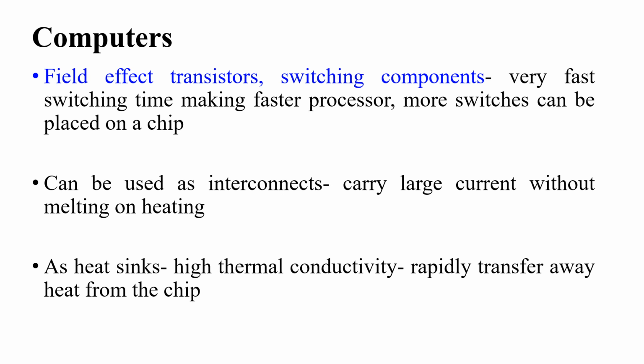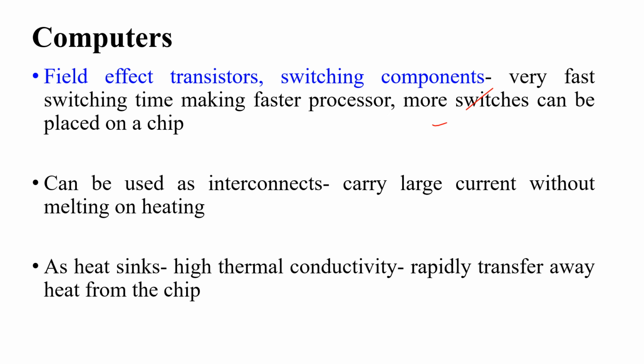Next, computers. Carbon nanotubes serve the purpose of field effect transistors and switching components in computers. Very fast switching time makes the processor work faster and more effectively. More switches can be placed on a single chip as the carbon nanotube is small in size.